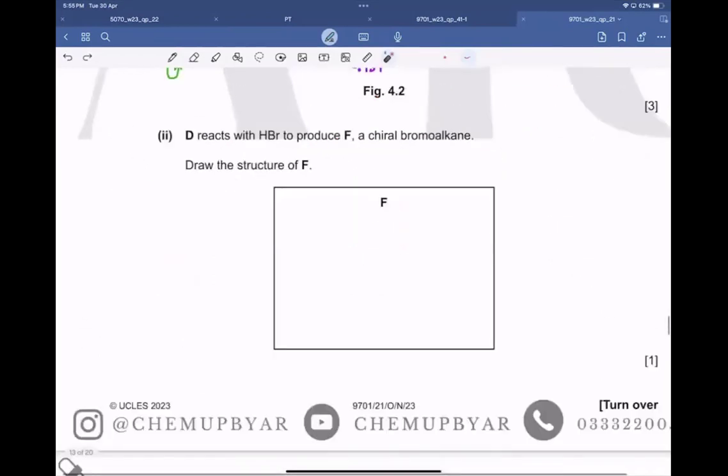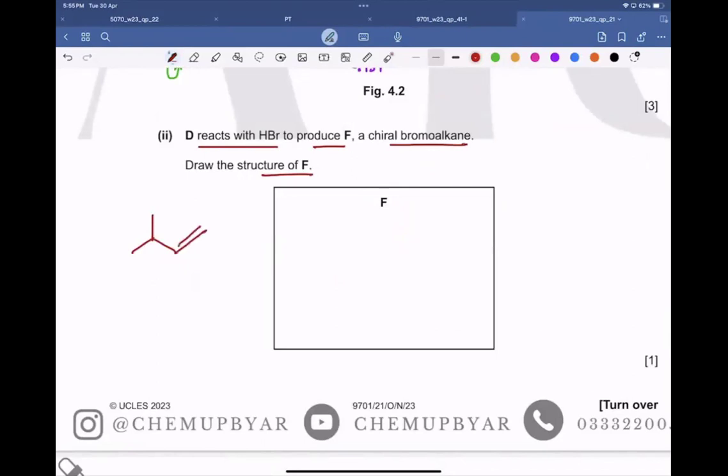Okay. Now, D reacts with hydrogen bromide to produce F, a chiral bromoalkane. Draw the structure of F. Okay, if you recall, D is this thing. And they have told you it has a chiral structure. So when it reacts with the HBr, a bromine is going to bond over here and hydrogen gets bonded over here, right?